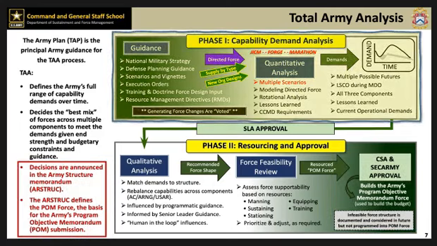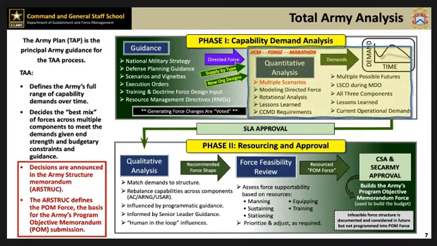The Capability Demand Analysis, or CDA phase, consists of force guidance and quantitative analysis. G357 derives force guidance from numerous sources to include the National Security Strategy, National Defense Strategy, and National Military Strategy, along with Army Senior Leader guidance.